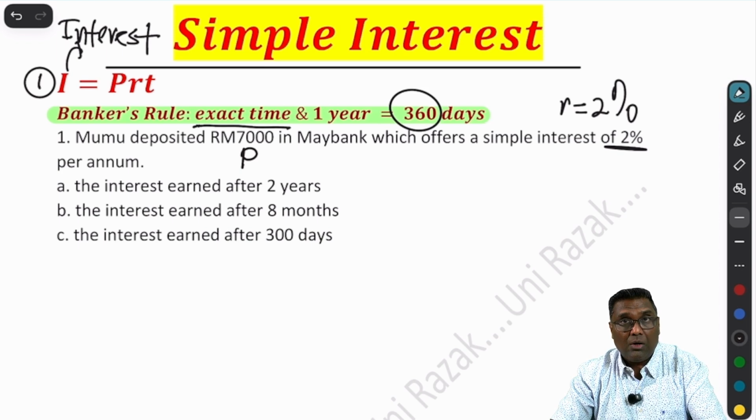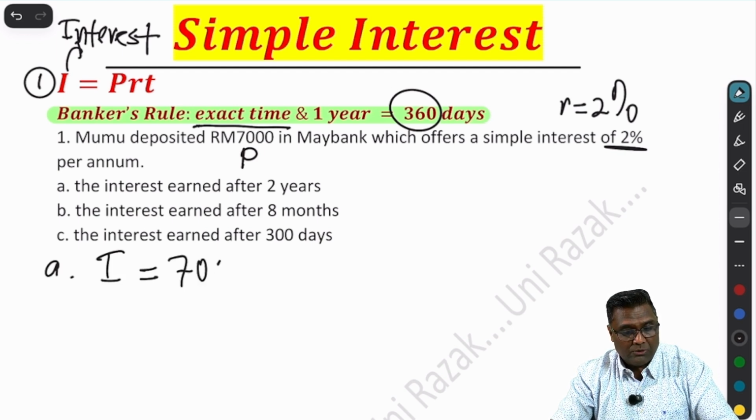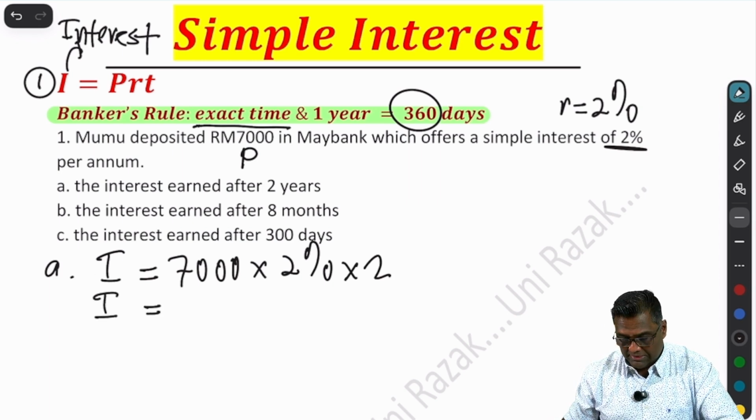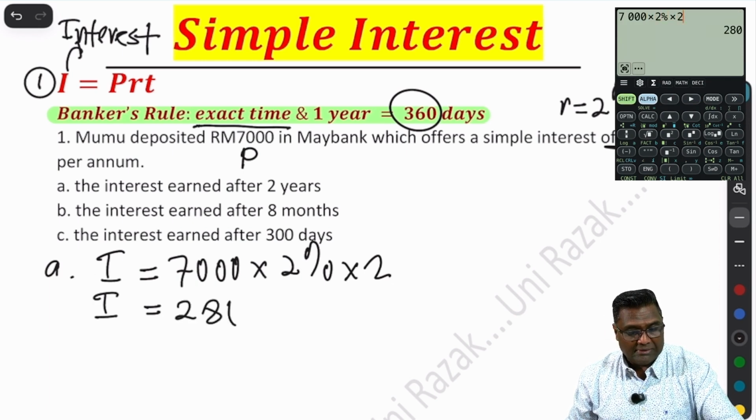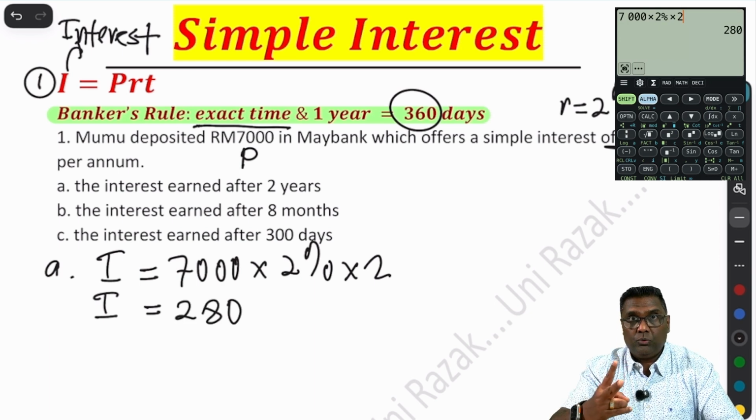Take note of that. So when I check for question A, I want to find out what is the interest earned. So I just take my 7,000, I times it with 2%, and I times by 2. And I have my I. So I take my calculator, 7,000, 2% times 2. I already have my interest made for 2 years.